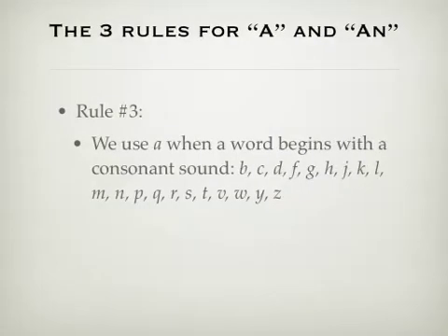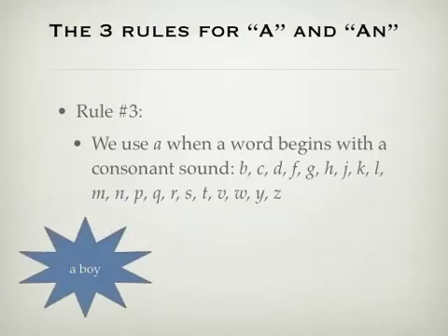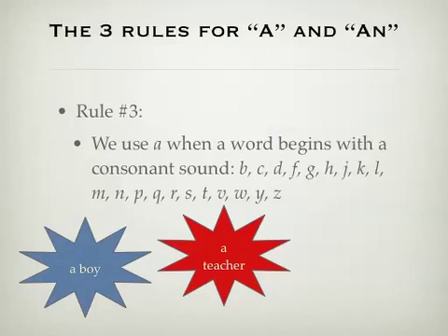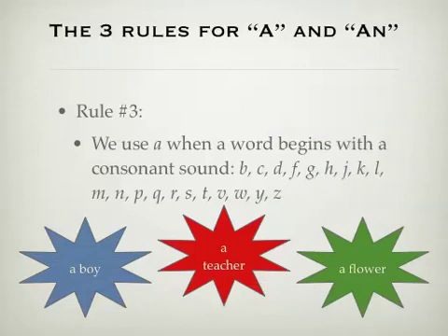All right. Rule number 3. We use "a" when a word begins with a consonant sound. And I've listed out all the consonant sounds for you there. B, k, d, f, g, h. They're all the sounds related to consonants. So, boy has the B sound. A boy. We use "a." A teacher. T has the T sound. And flower. A flower. So those are the 3 rules that determine whether you use "a" or "an."